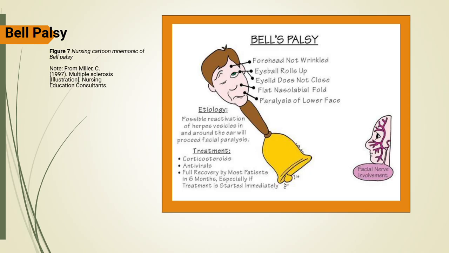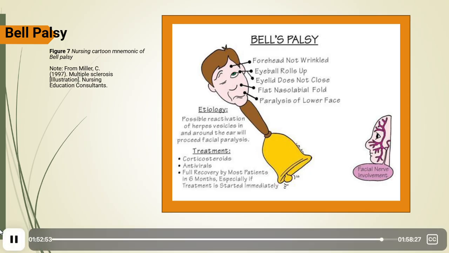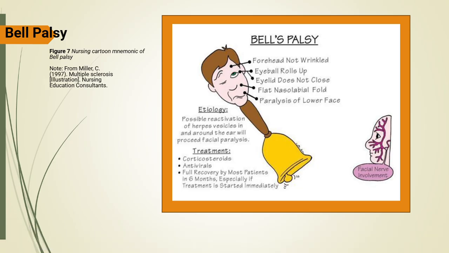Most patients recover fully within 6 months, especially when treatment begins right away. As nurses, main priorities include protecting the eye because incomplete eyelid closure puts the patient at risk for corneal injury. Lubricating drops may be applied during the day and ointment at night. The provider may recommend taping the eye closed during sleep. Education and reassurance are important because the symptoms can be frightening, but the prognosis is typically very good.